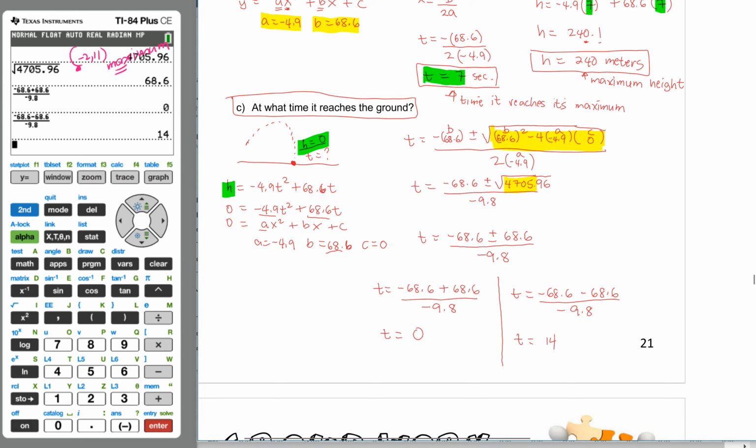This would be 14. So 0 seconds, and this is also seconds. This one is where you started, and this one is where it reaches the ground. So this one is the time it reaches the ground. It should be 14 seconds. So after 14 seconds, it reaches the ground. That's it.